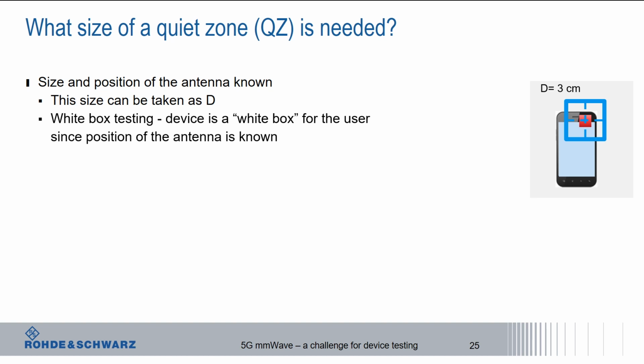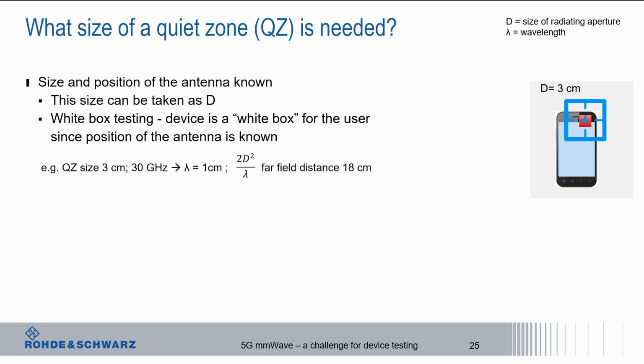If my D is 3 centimeters and I'm working with 30 gigahertz, because 30 gigahertz is exactly 1 centimeter wavelength, you can also do the math off the top of your head. So with a 3 centimeter D, D squared is 9, 2 times D squared is 18, divided by 1 centimeter lambda, so we end up with a far field distance of 18 centimeters. So as soon as we are 18 centimeters away from this antenna, we are in far field and everything is nice and easy.